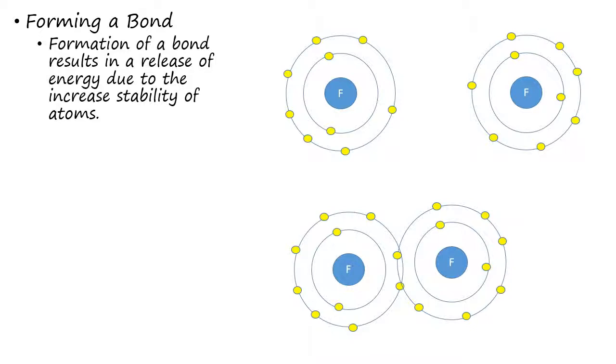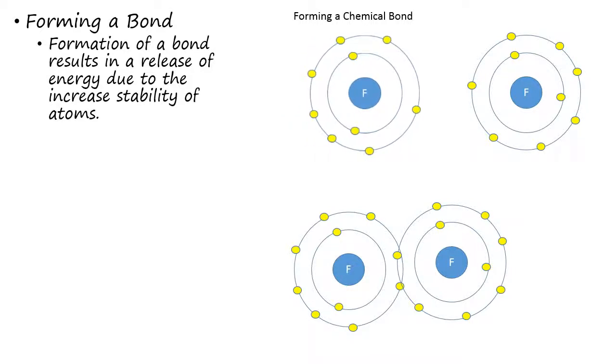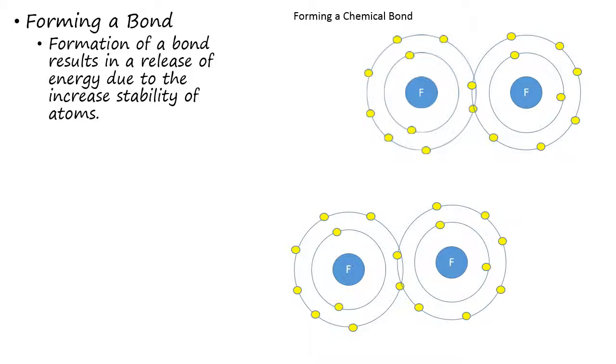So if we have 2 fluorine atoms forming a covalent bond, these 2 atoms are going to come together and they're going to share 2 electrons in what we call a single bond. And so now if you look at these atoms, they both have 8 valence electrons, and it's due to the fact that they're sharing these 2. Since these 2 atoms now have increased in stability, they therefore lose potential energy, and that energy is released into the surroundings.